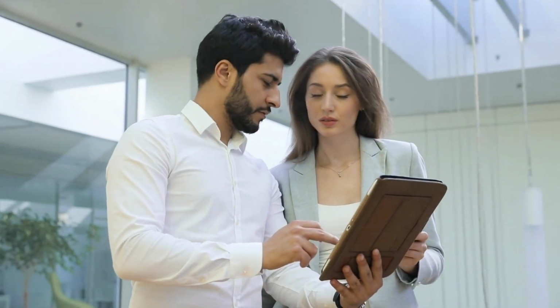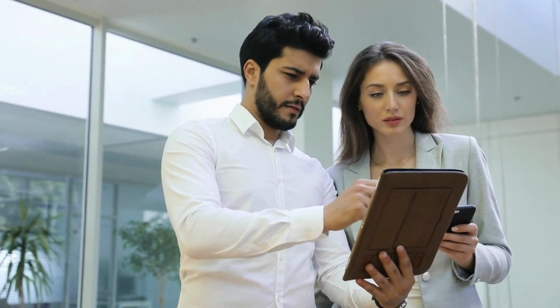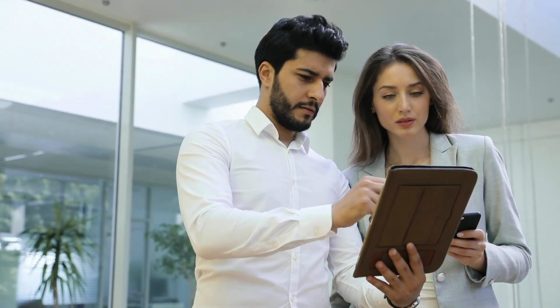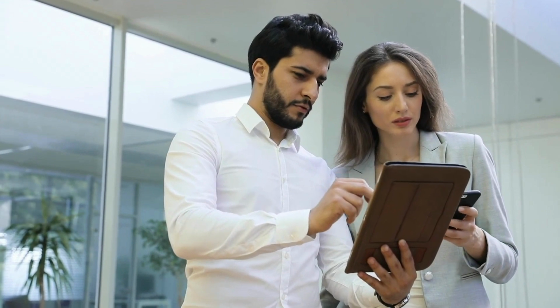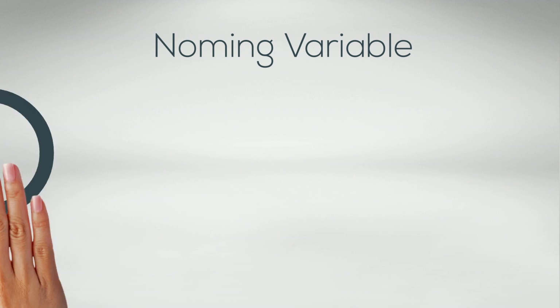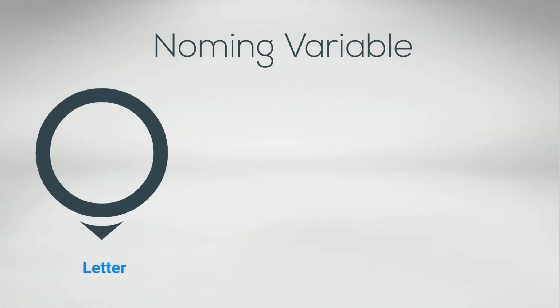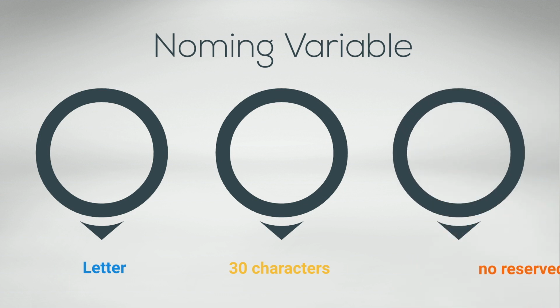It is important to note that naming conventions vary from company to company, so make sure that you are using the appropriate naming convention for your company or project. Concerning the variables, they also follow some additional rules: they must start with a letter, be a maximum of 30 characters, and they cannot use a word reserved by SAP.